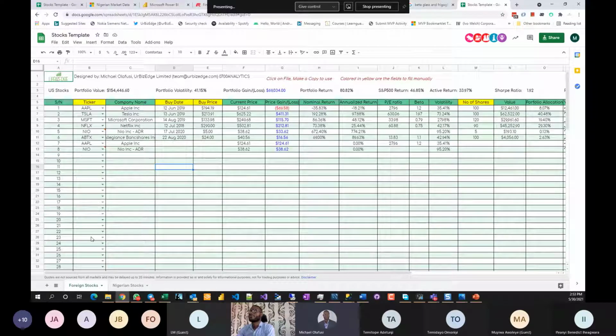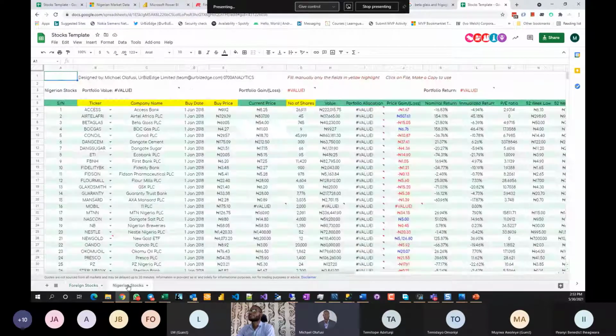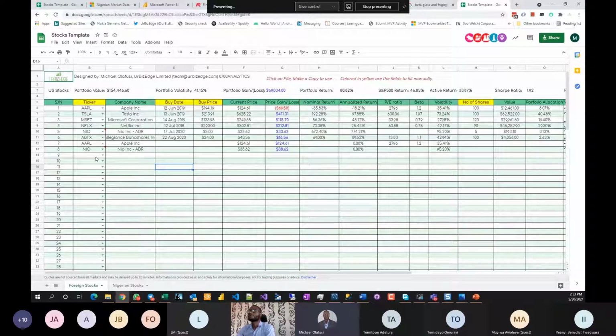Let me show you how it works. There's the sheet for foreign stocks, there's the sheet for Nigerian stocks, right? So if I go to the foreign stocks, maybe you are an investor in... if you don't know, you can click here and you see the list of companies, but you need to know the acronym for your company. So let's say you are an investor in AMC. It's actually AMC, not AMCI. So let's say you're an investor in AMC.